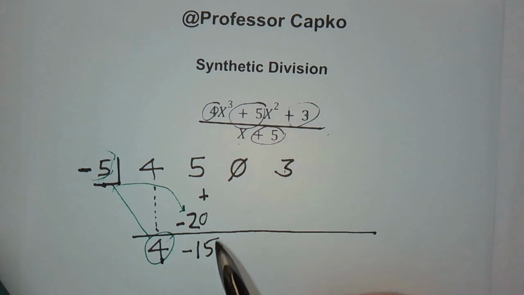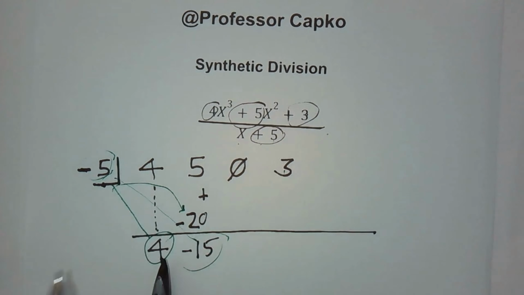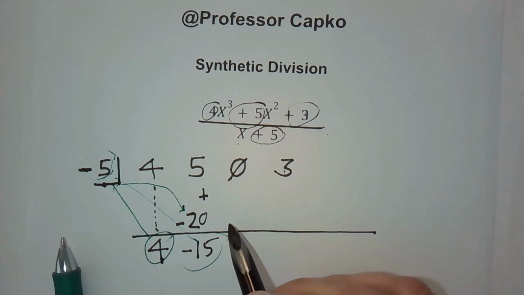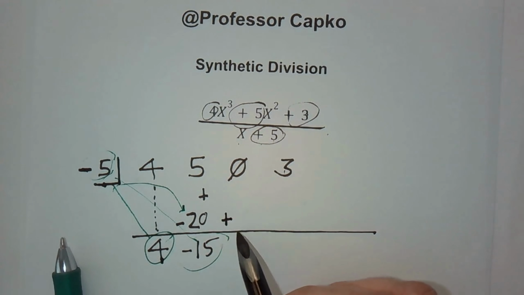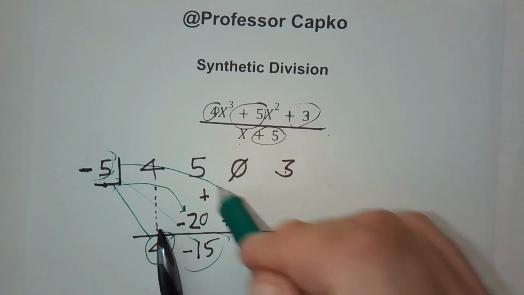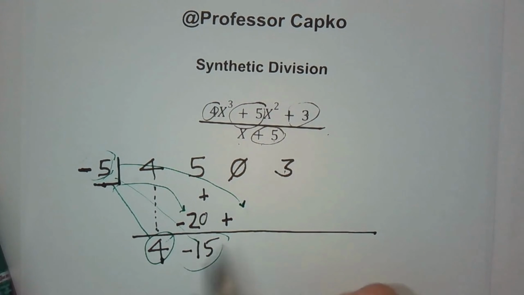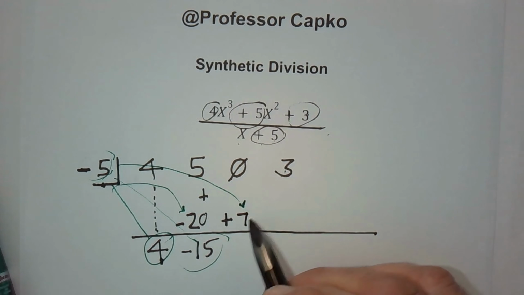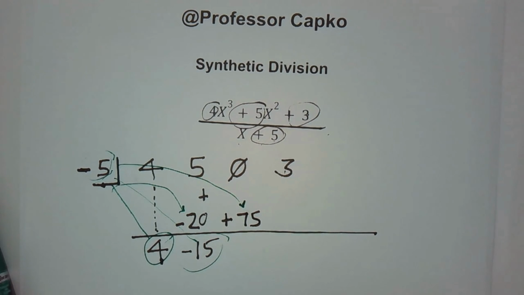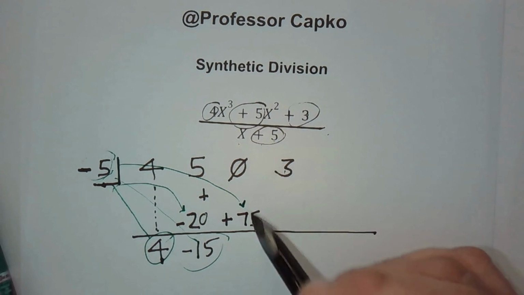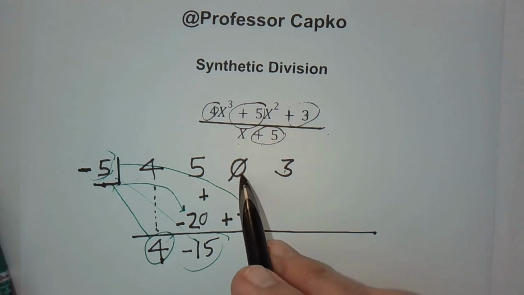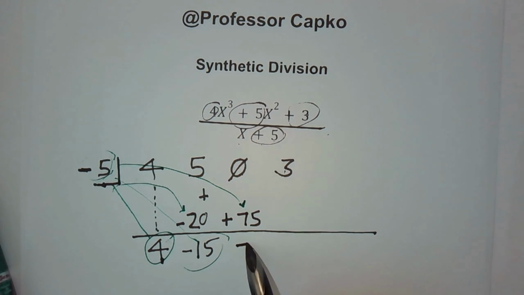We're going to repeat the process. I've got the negative 15. I'm going to multiply it again by the negative 5. And since it's a negative times a negative, I know it's going to be a positive answer. So I can put the positive here. And we're going to put the answer right here in this column. And negative 15 times negative 5 is positive 75. Again, I'm going to add this to the number above. In this case is a 0, so I bring down my 75.